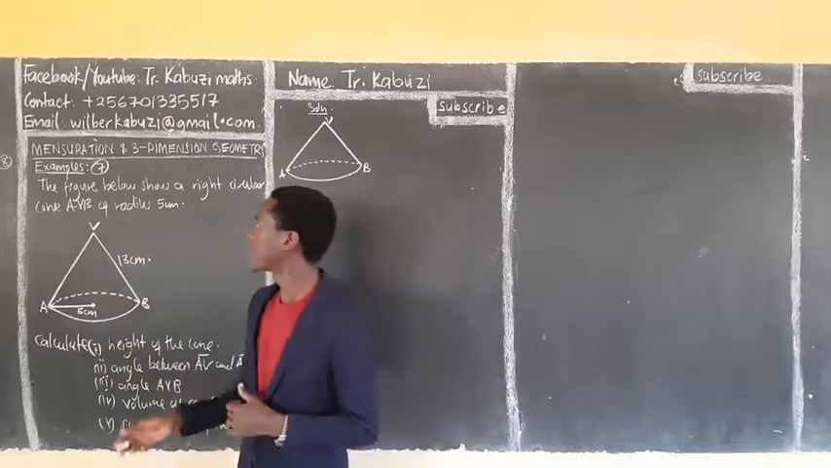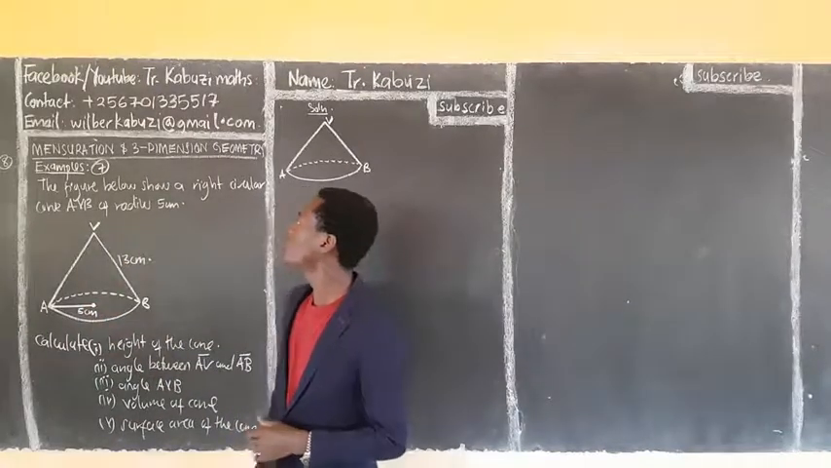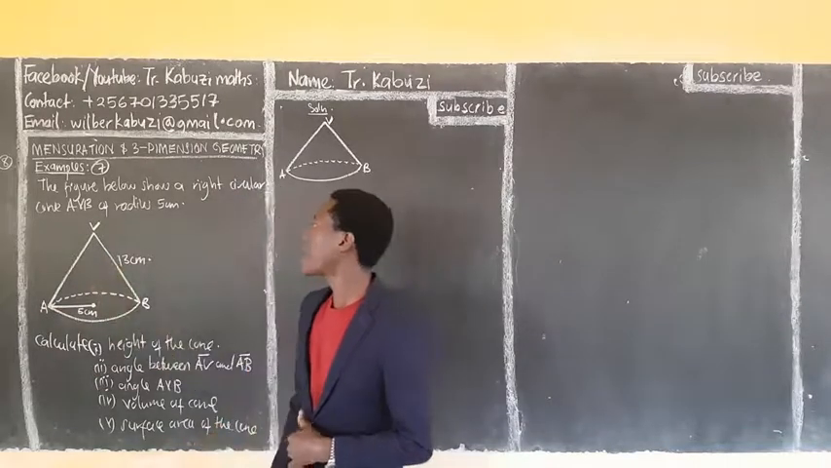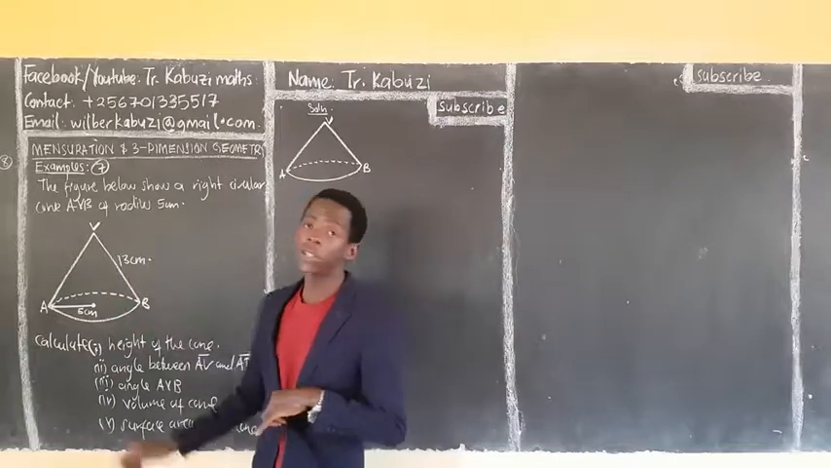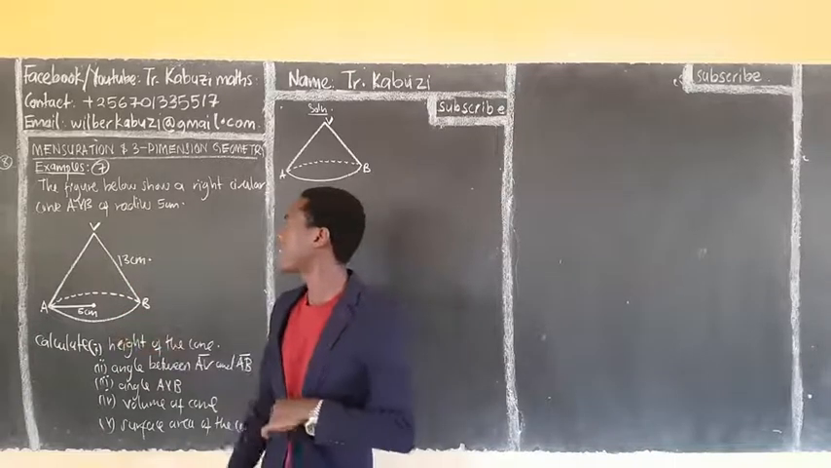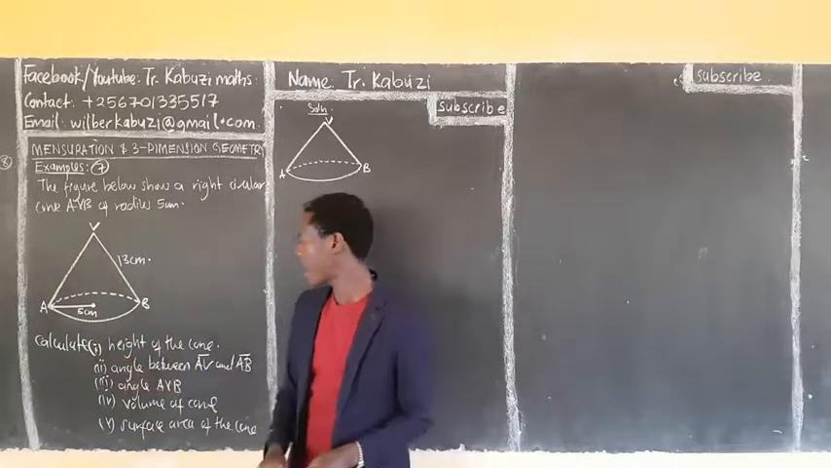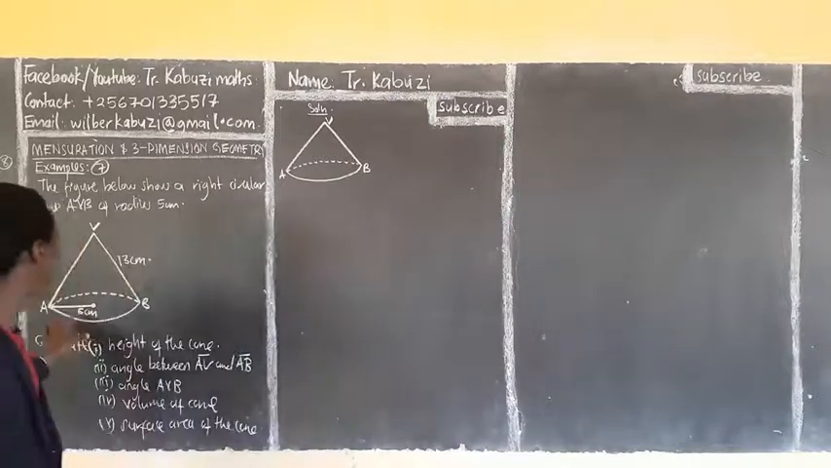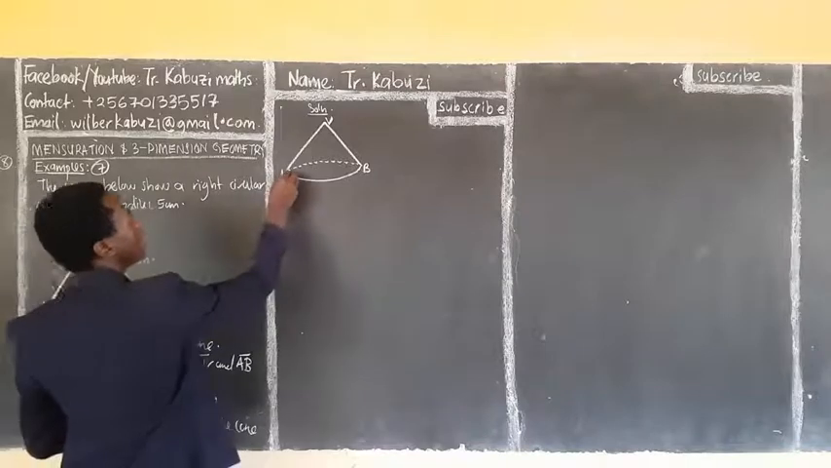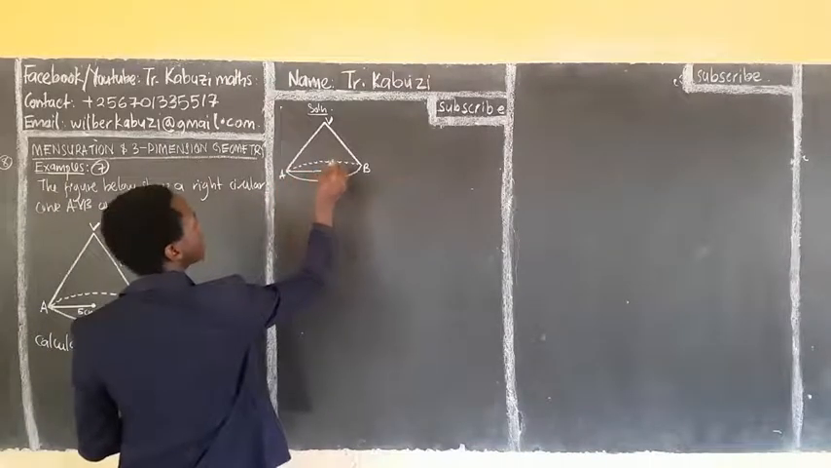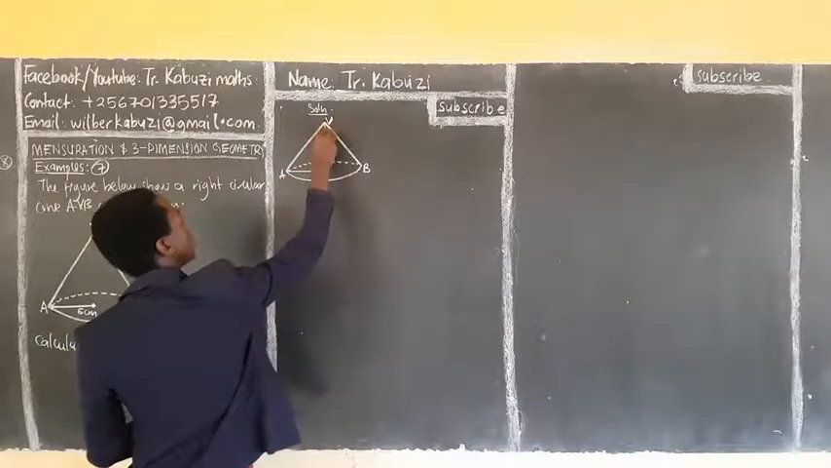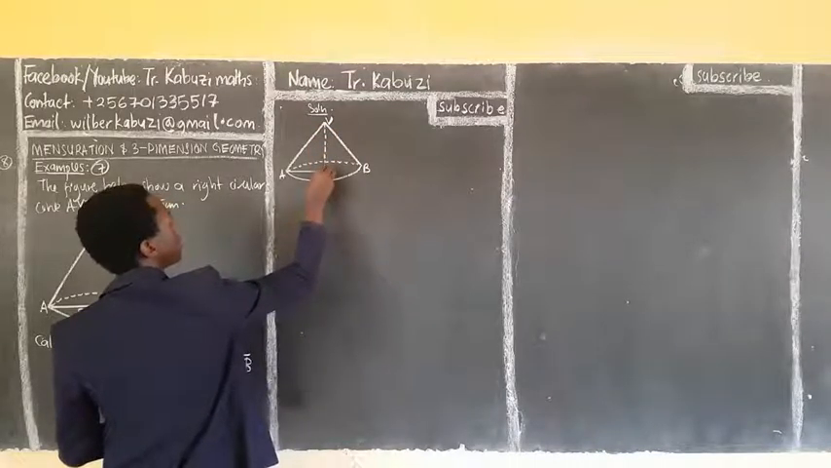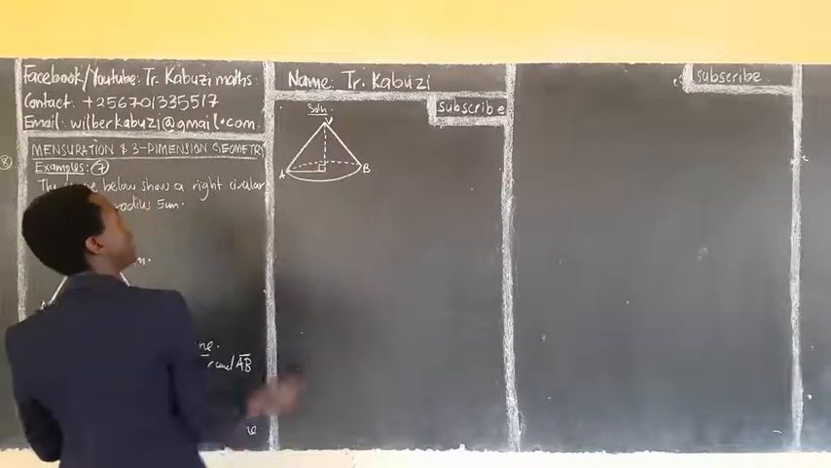So, based on this example, the question says the figure below shows a right circular cone VAB of radius 5 centimeters. Now they are giving us also the slanting side, so our slanting side there is 13. Calculate the height of this cone. Now, they want us to get the height. If I connect the radius there, and I assume this is going to be my height there, then my height is going to be perpendicular to the radius.